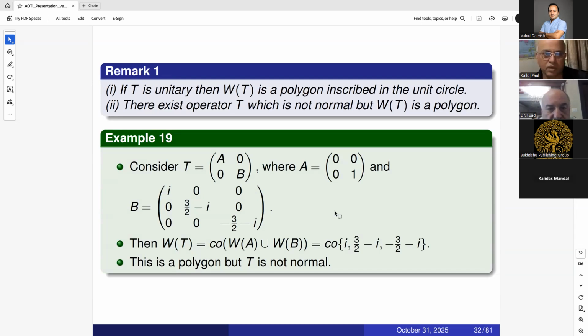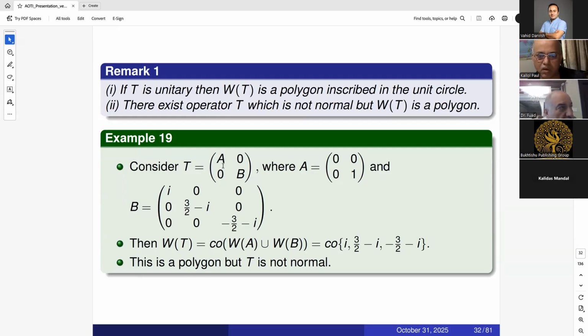But look at remark 2: there exists an operator T which is not normal, but W(T) is a polygon. Consider the operator T equal to A direct sum B, where A is this matrix, 0 0 0 1, and B is this. Since they are direct sums, W(T) is the convex hull of W(A) union W(B). So this is a polygon, but T is not normal.